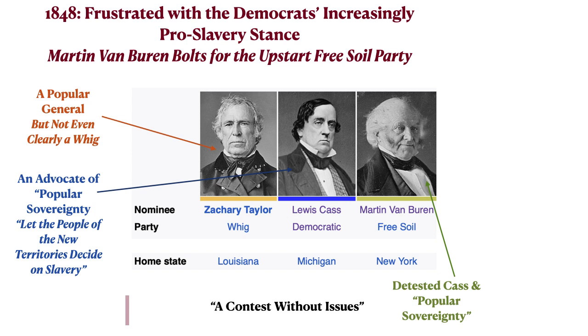1848, let's jump up to the next election. Polk had decided not to run again. He was quite popular and probably would have done very well, but it was not his desire. So the Democrats nominate Lewis Cass of Michigan, and Cass is a proponent of what is called popular sovereignty.